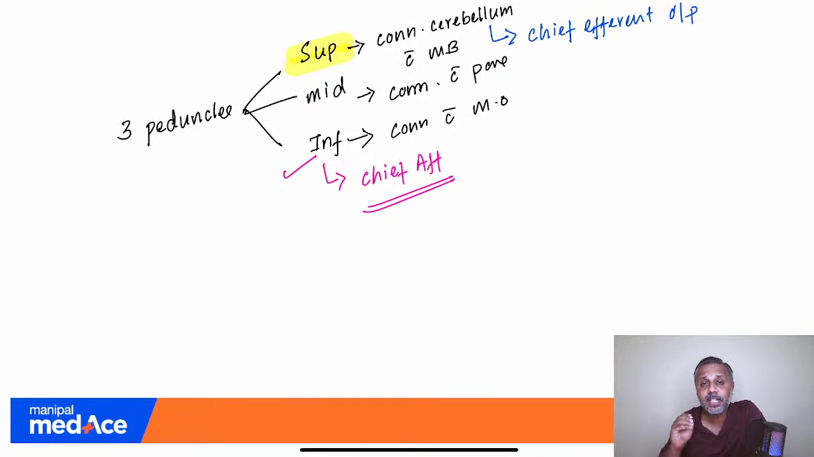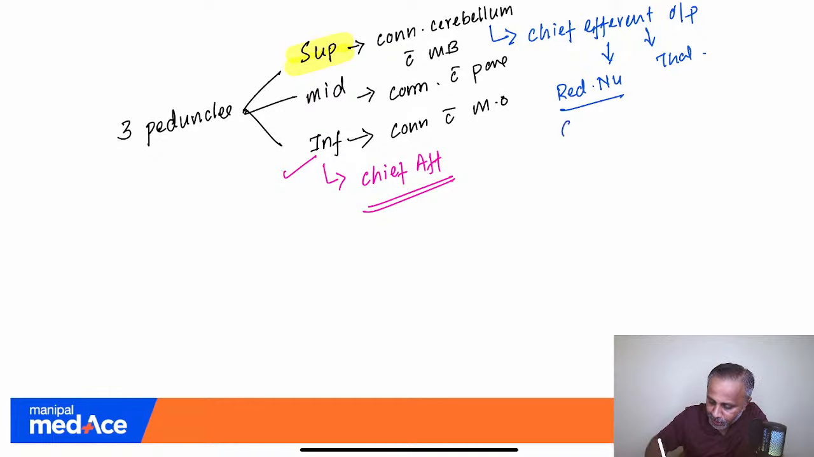And where do these efferent fibers go? Remember, these efferents mainly go to the red nucleus, which is located within the midbrain, or they go to thalamus. Right? Apart from this, they also go to reticular nucleus. Fine. Now, red nucleus, as we know, is present in midbrain. So the fibers which come from the dentate nucleus, I told you, the dentate nucleus is the nucleus of neocerebellum.